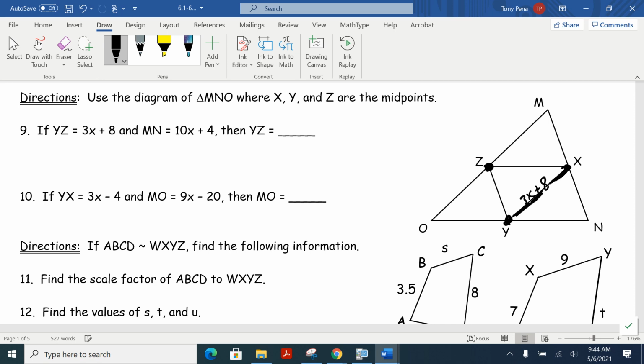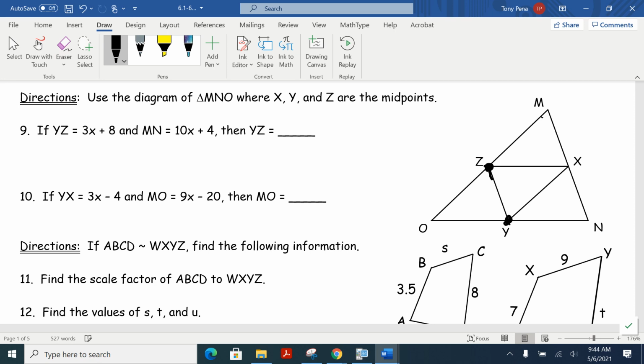And then MN is 10x plus 4. MN. Okay, good. I labeled that wrong. That threw me off for a minute. There's a bit of a panic there, Vicky, because I was like, I don't know how to solve this problem right now.